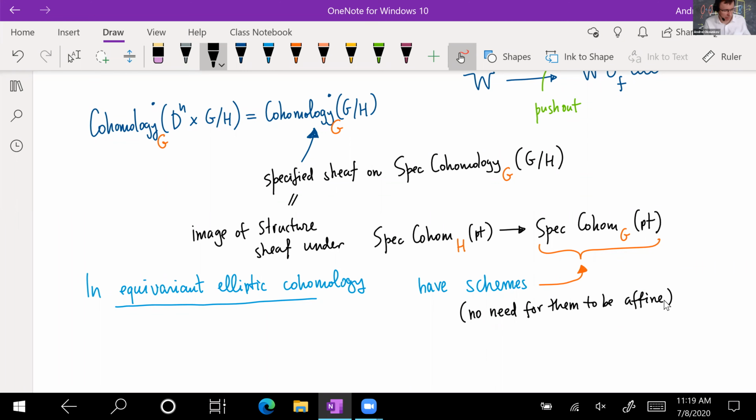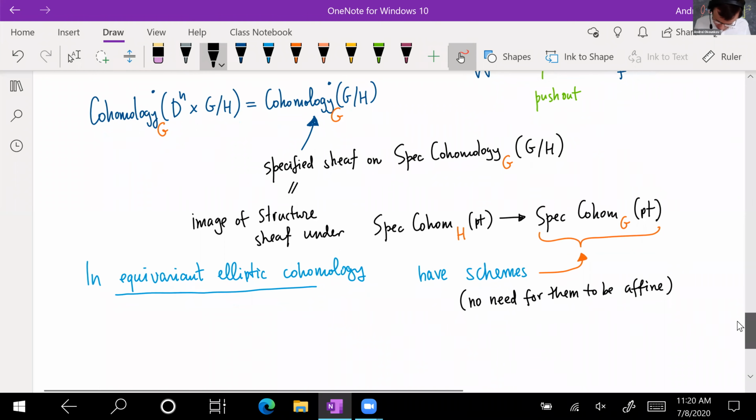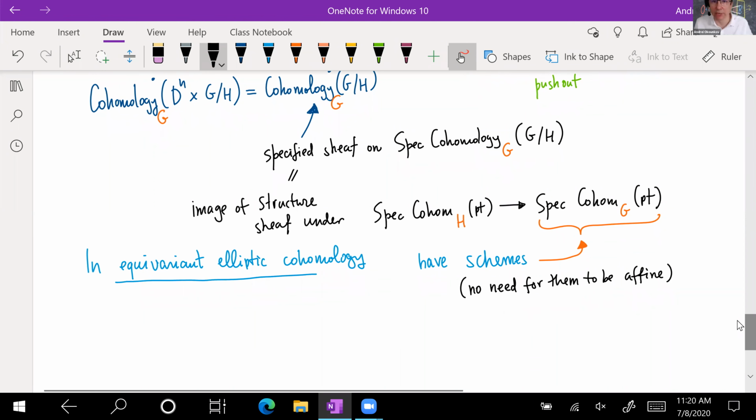We computed in ordinary cohomology, being cohomology of some complex. In principle, there's no need for the complex to be a complex of modules over some ring. It could be a complex of sheaves on some arbitrary scheme. So this is the principle. From the definition of cohomology, there's no need to assume that your base scheme is an affine scheme. There's just no need for that.